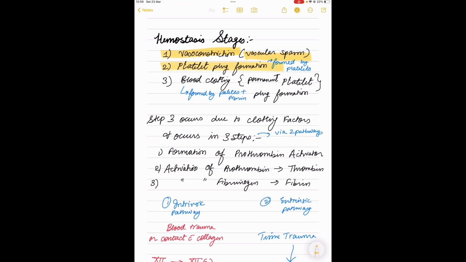Now, you need to note this is formed by platelets itself, and this is a temporary platelet plaque formation. Permanent platelet plaque formation is the third step, also known as blood clotting. Blood clotting is done by platelets along with fibrin. So that's how it works. And now we're going to discuss what these clotting factors are, what this fibrin is, and how it gets activated to cause this permanent platelet plaque formation.